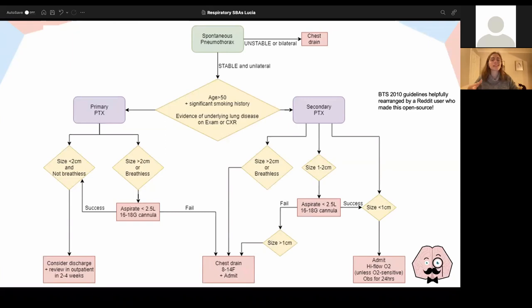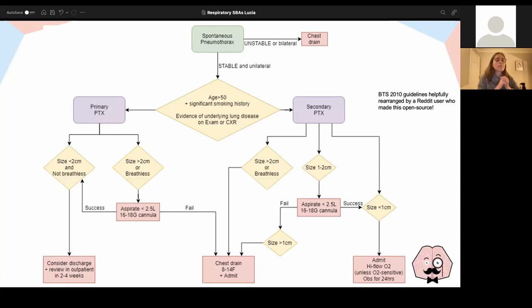That would be a primary pneumothorax. If it's someone who has any underlying lung disease, they're old with a smoking history, then we're talking about a secondary pneumothorax. So in primary pneumothorax, like a 22-year-old, if the pneumothorax is less than 2 centimeters and the patient is not breathless, then we might think of discharging the patient.